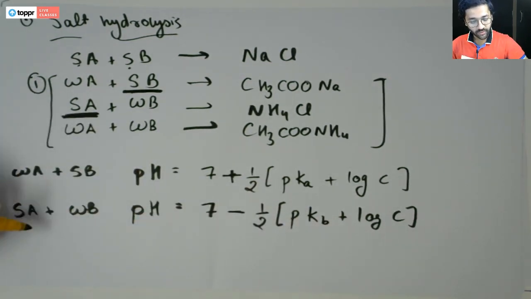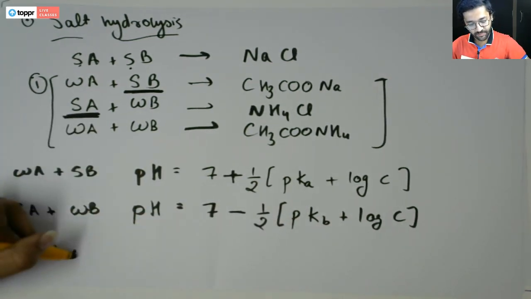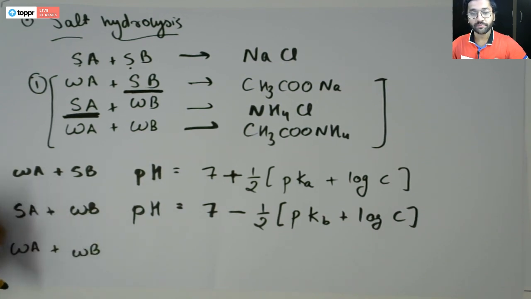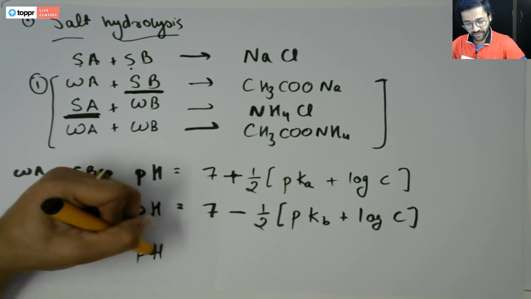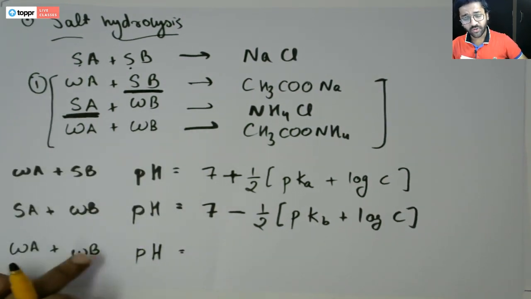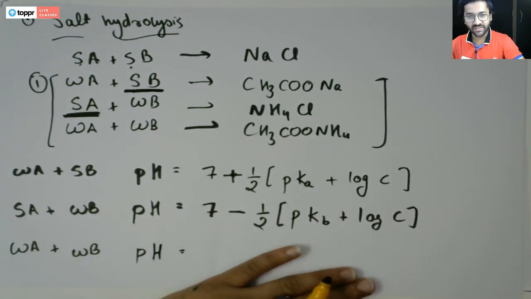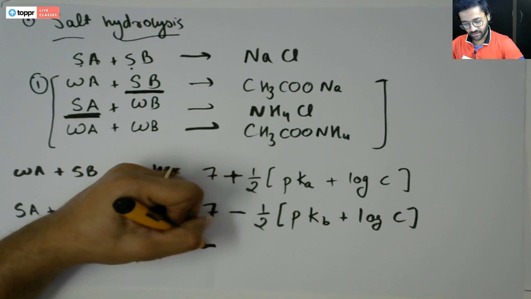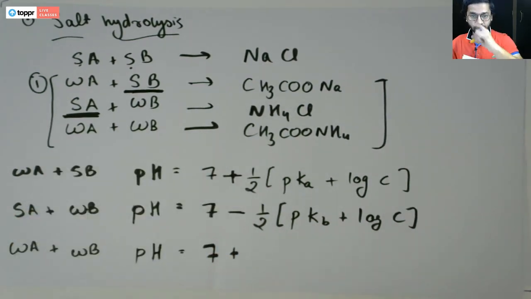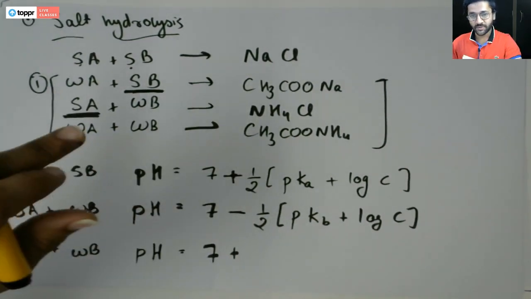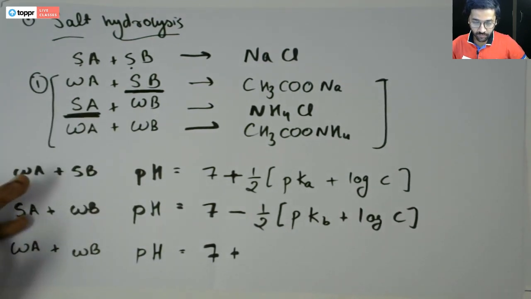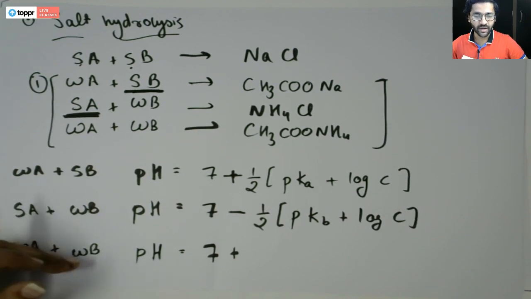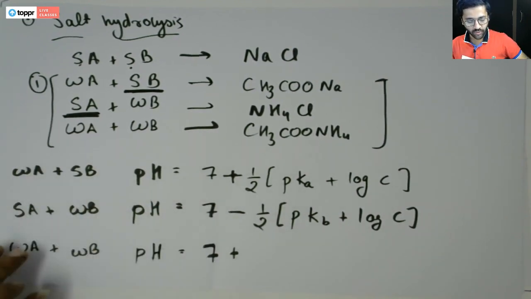Now talking about a weak acid and a weak base. In this case both will be hydrolyzed equally. So both of the constants involved for weak acid and weak base will be visible in this equation, and also the pH, the acidity or the basicity, will depend on whichever acid or base will be hydrolyzed more to give more salt, more acid or base.